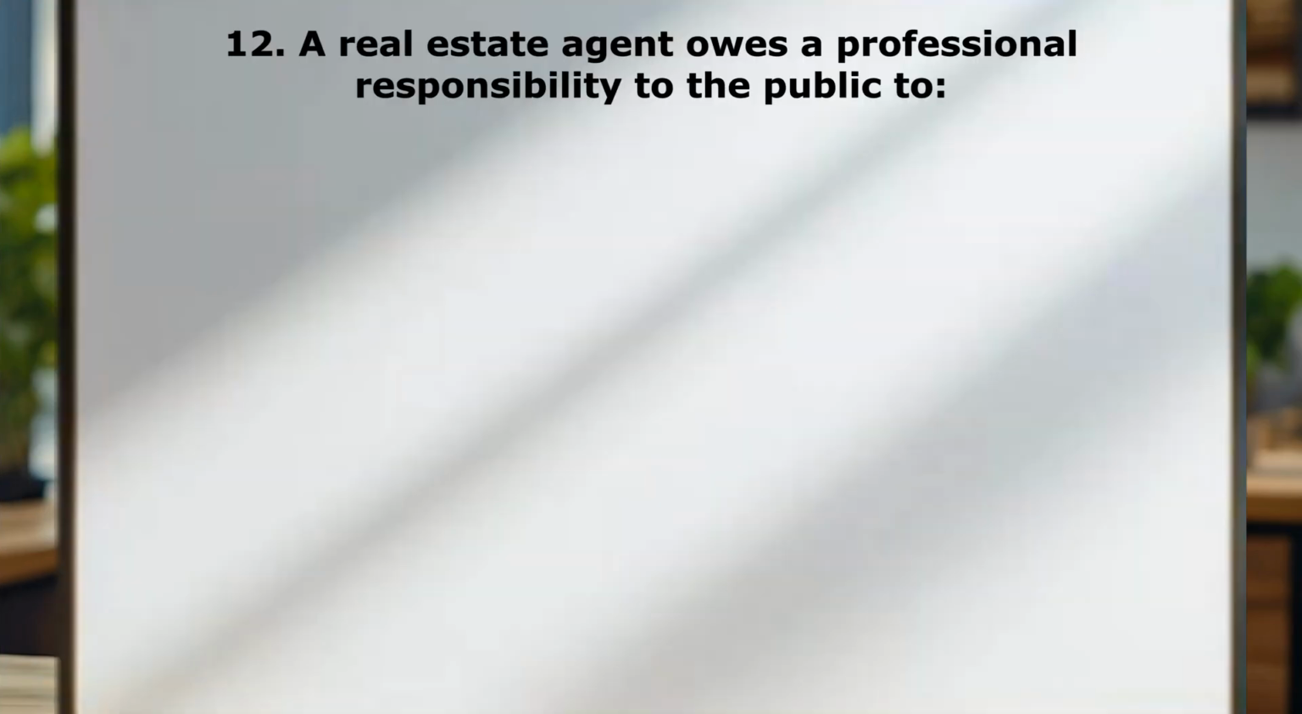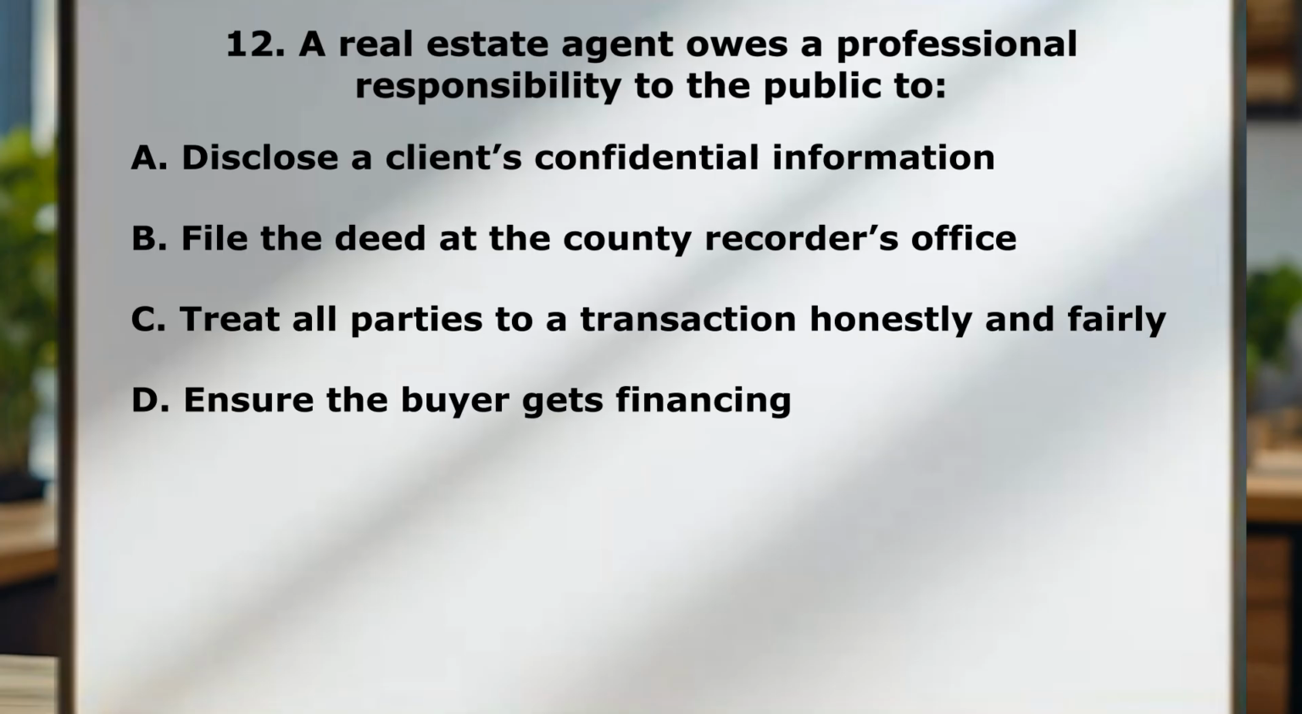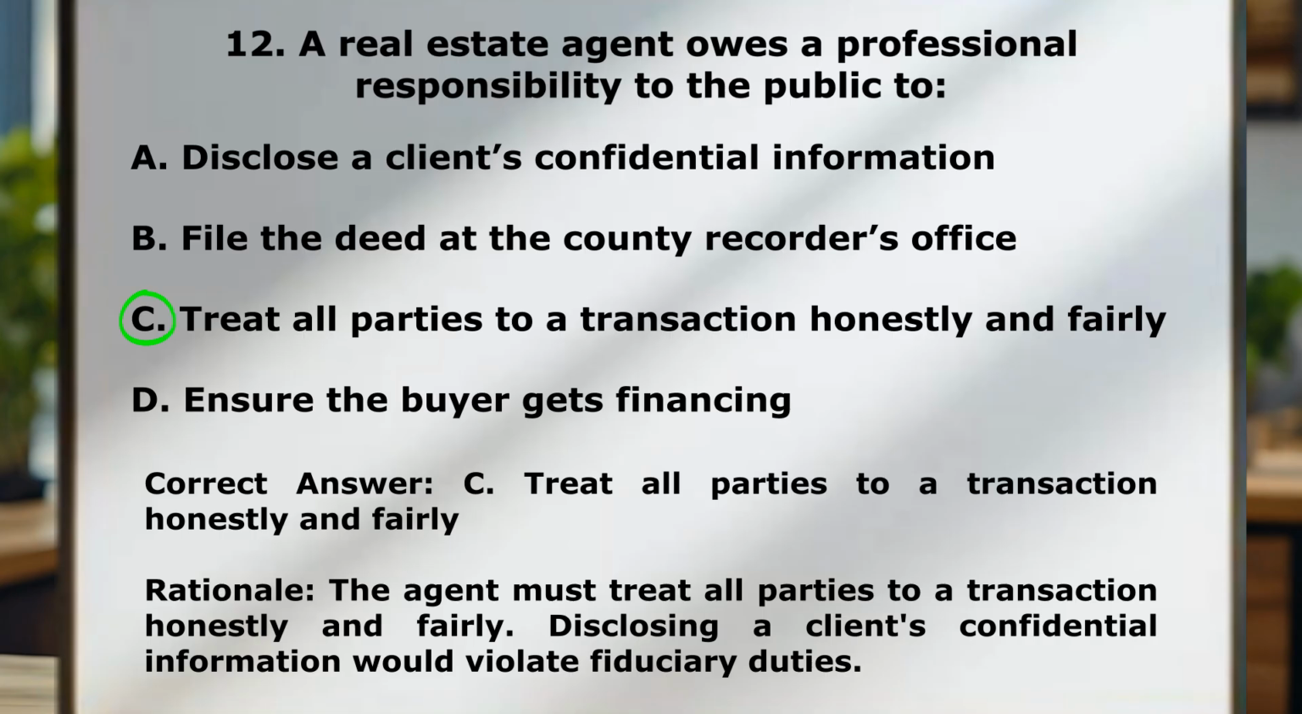Question number 12. A real estate agent owes a professional responsibility to the public to A, disclose a client's confidential information. B, file the deed to the county recorder's office. C, treat all parties to a transaction honestly and fairly. D, ensure the buyer gets financing. Correct answer here is C, treat all parties to a transaction honestly and fairly.